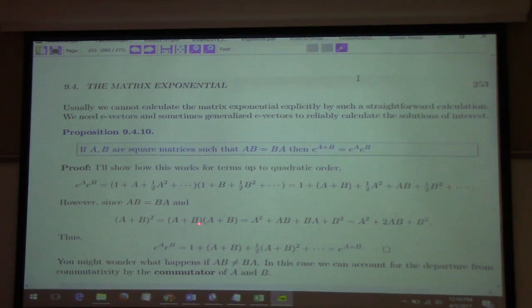A plus B squared is A plus B times A plus B, which is A squared plus AB plus BA plus B squared. You notice we can't commute A and B generally, but in this case we can, if we're assuming that, right? So this is A squared plus 2AB plus B squared.